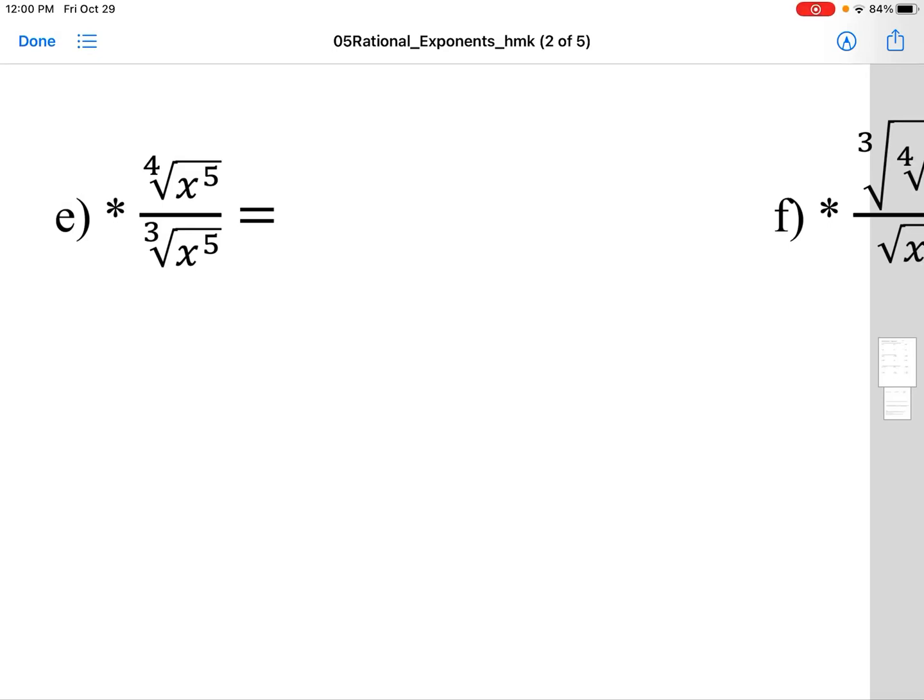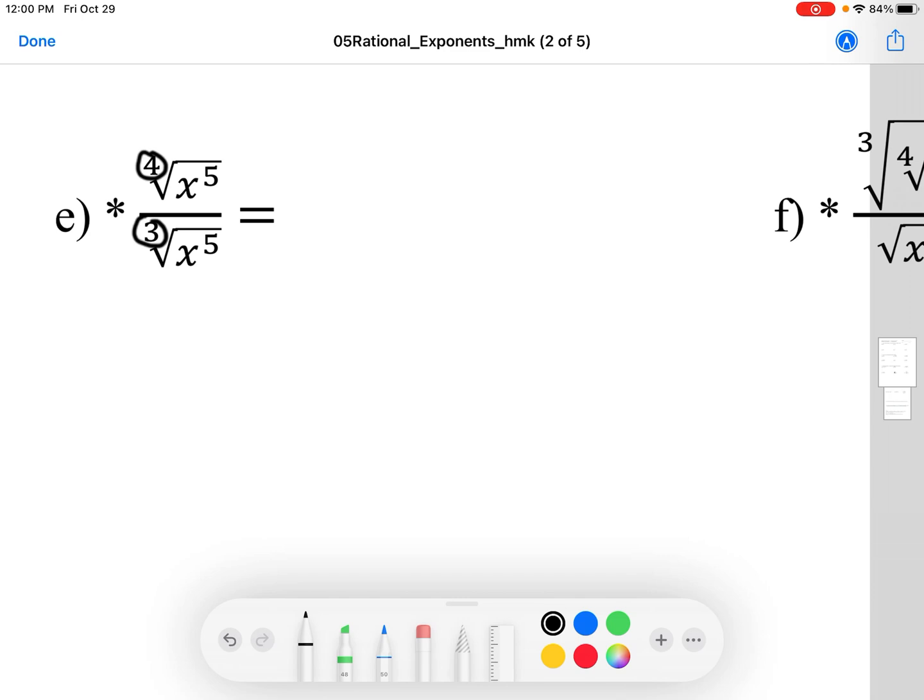So question number 3E on the rational exponents worksheet. We have here two radicals being divided, but one has an index of 4 and the other has an index of 3. So this is a bit of a problem. We need to have compatible indices to be able to do this. So an easier way to approach this problem is to think of it as an exponential problem.